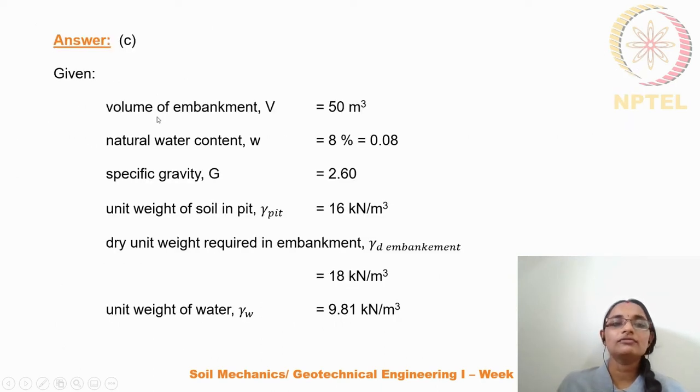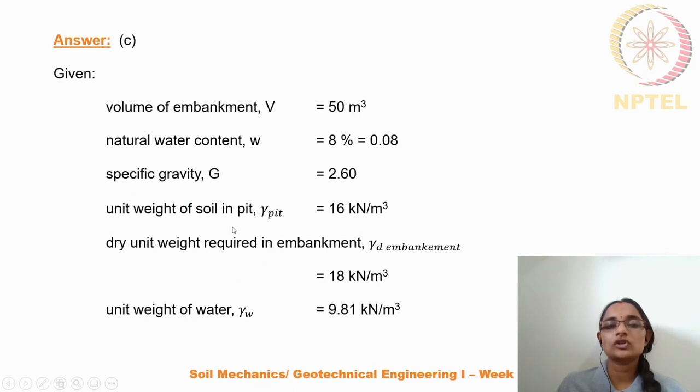So we are given the required volume of embankment as 50 meter cube. Natural water content is 8% or 0.08. Specific gravity G is 2.6.